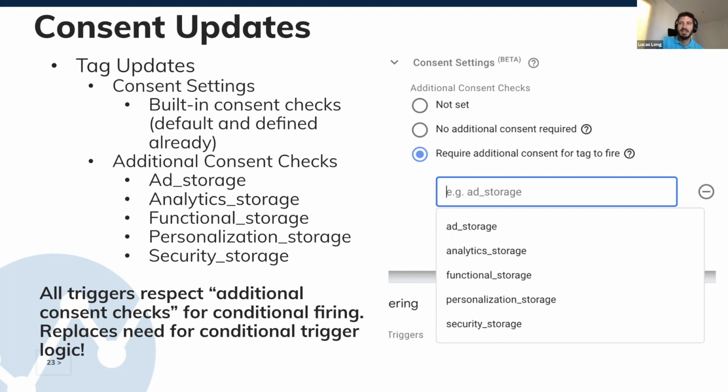GTM handles that itself. And so what you're able to do is go back to just managing the triggers without any conditions for consent applied to the trigger itself. Apply it and embed it within the tag. And then all triggers respect that additional consent check for that conditional firing. It replaces the need for conditional trigger logic, which is huge.